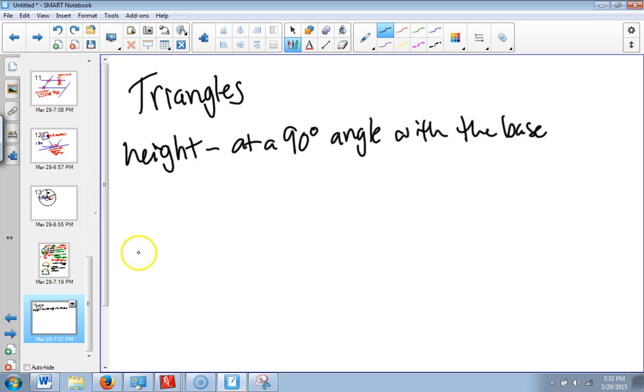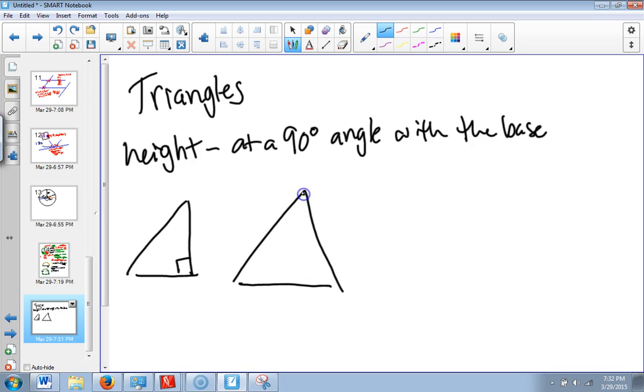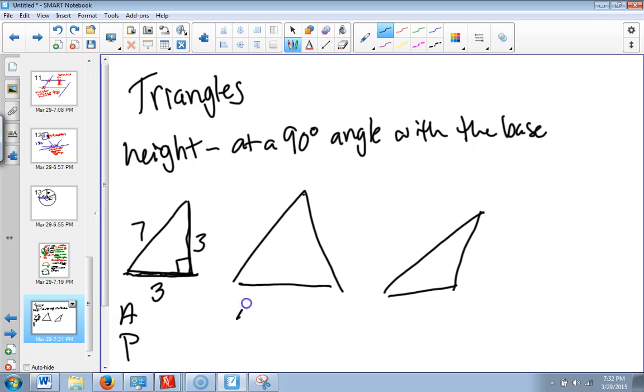I'm going to draw different types of triangles. So here's one. Here's another one. So I have 3 different types of triangles here. In this one, let's say I'm just going to label all the sides here. I'll say this is 3, 3, and 7. And that's not really a triangle, but whatever. So I want to find area and perimeter of each of these.